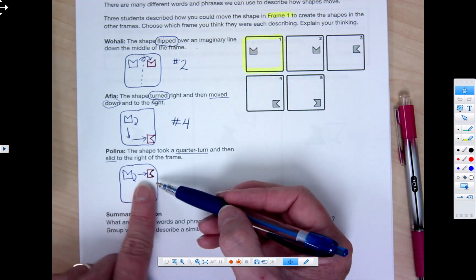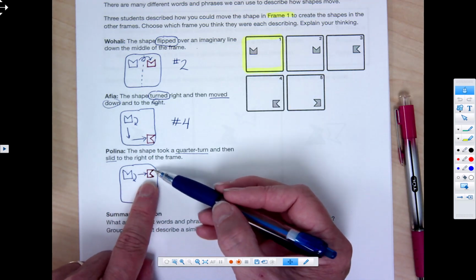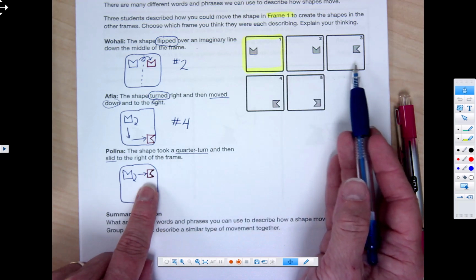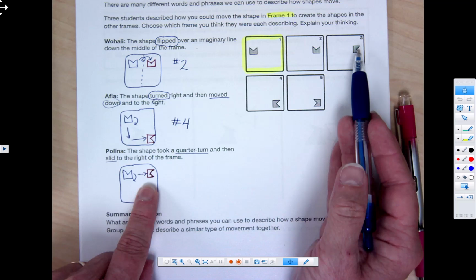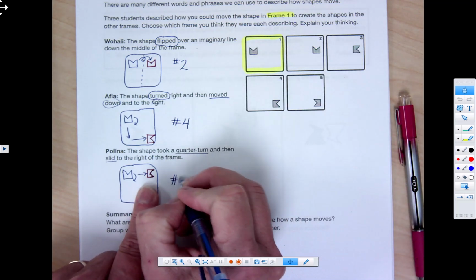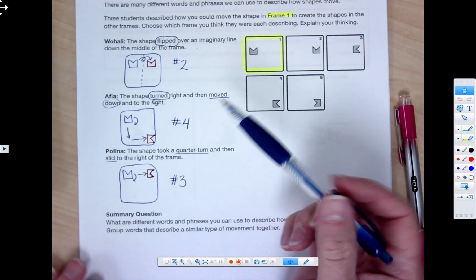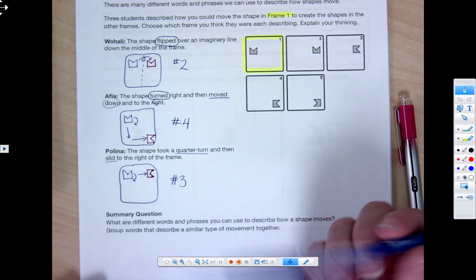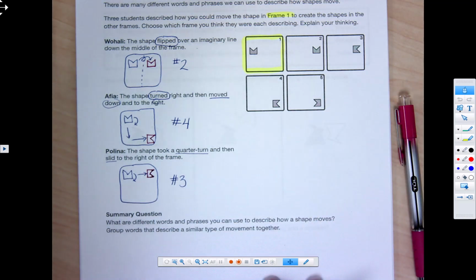So let's look at where we have a tipped over crown in the upper right corner of the frame. It looks like it is frame number 3. There's our tipped over crown in the upper right-hand corner. So in our activity today, we were just starting to experiment with language that would help us describe the movement from one position to another.